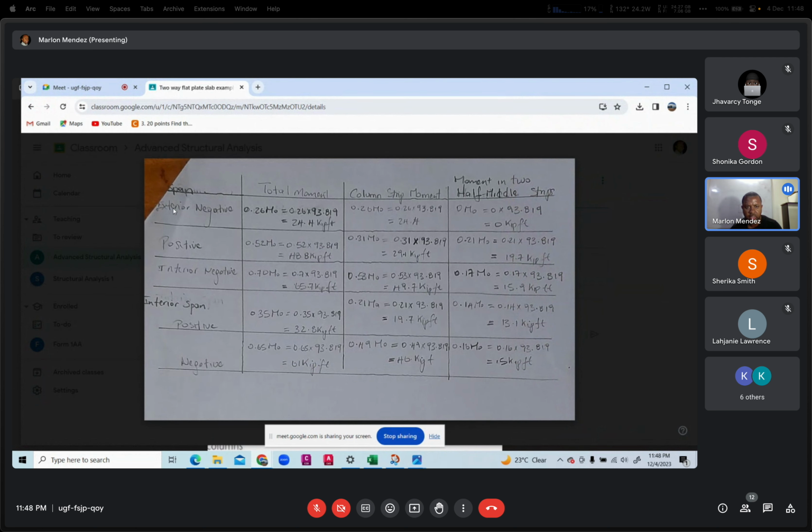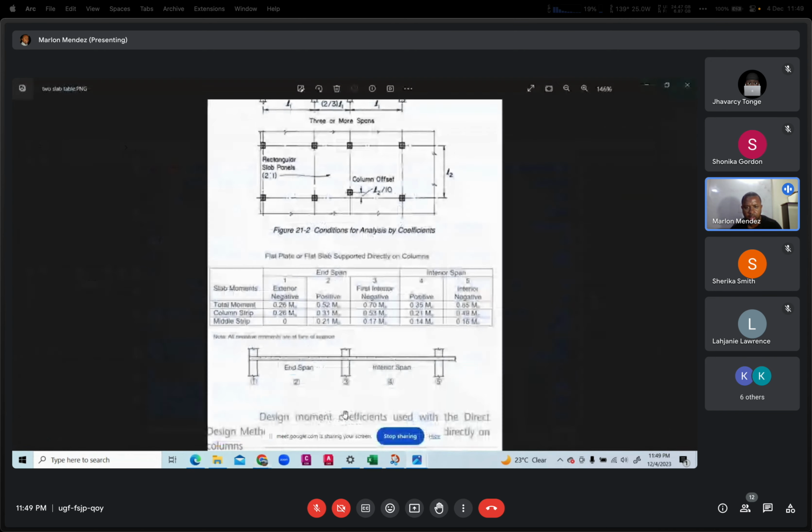So basically, the exterior negative is 0.26 multiplied by the load, the moment that you'd have gotten, and that basically applies itself right across the positive, the interior negative. So you're moving inward based on how you cut, based on the direction of the slab that you're dealing with.